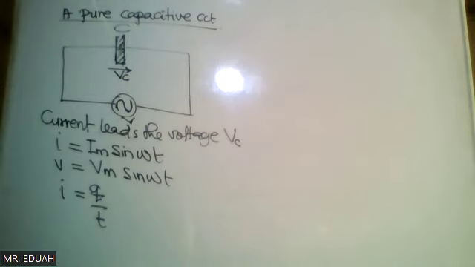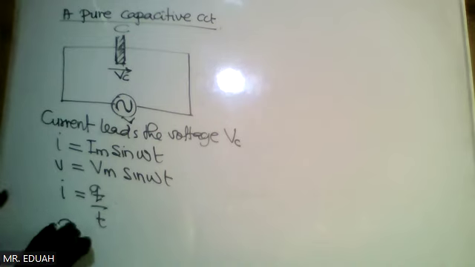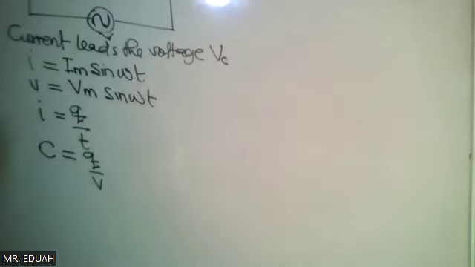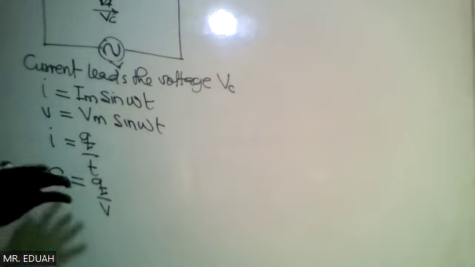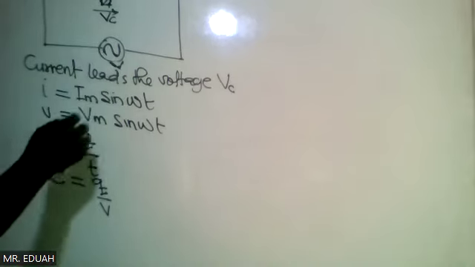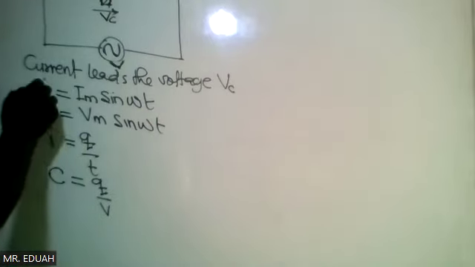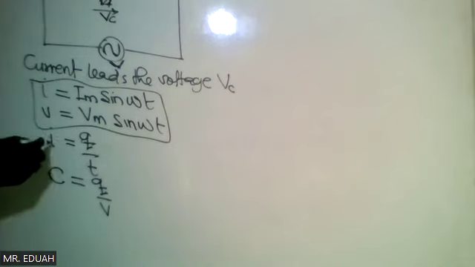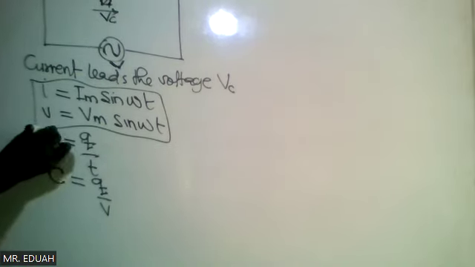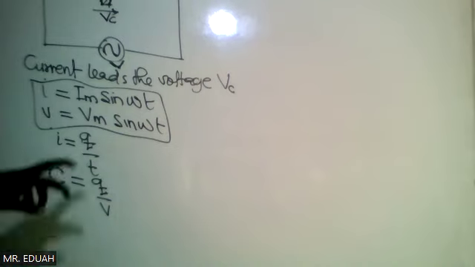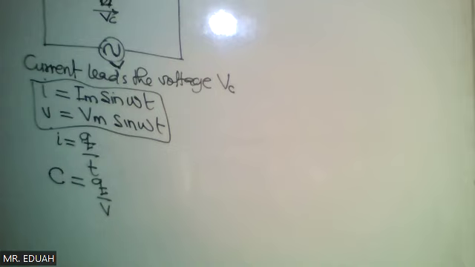Apart from this, capacitance is also given by Q on V. Please look at how I'm writing the equations. This has to do with the fact that we are talking of an alternating source. So all these are there. This I is an expression for current. Electric current is charge over time.